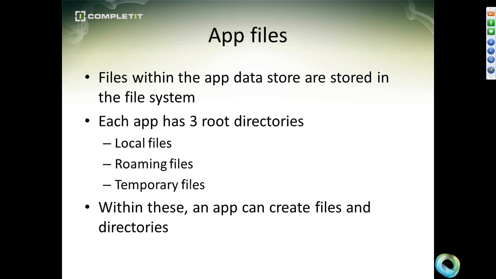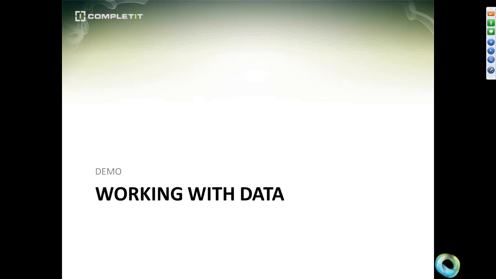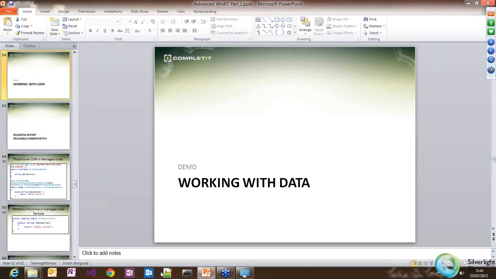Each application has a root directory, and in that root directory there are 3 other root directories: local, roaming, and temporary. And there you can store files as much as you want. You can create directories and you can create files. This is where you would end up if you are building, let's say, Photoshop in a WinRT way. That would be your way of doing it. You would store the temporary images inside of probably the local files, because they might be too big for the roaming. Let's take a look at roaming in a sample.